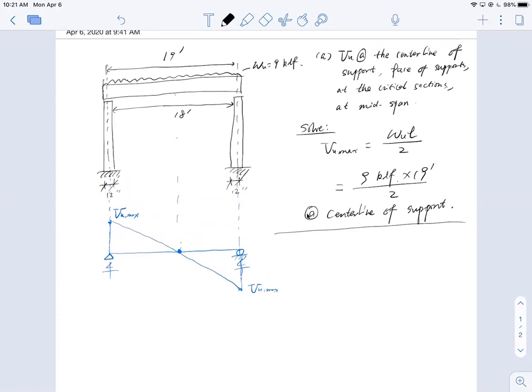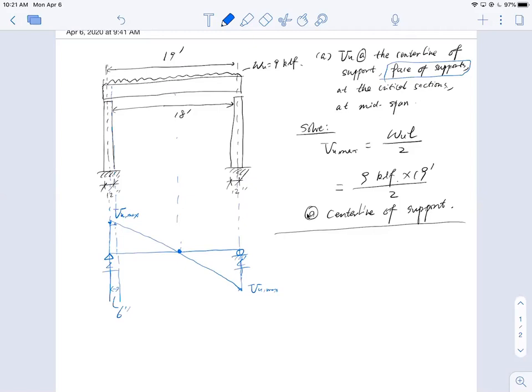All right, now if I trace along the shear diagram, I say the face of support. Where is the face of support? It's right here. And the distance between the Vu max and the face of support is 6 inches. So I just need to go down the linear line to reach the 6 inches to find the shear. So how do we find that?